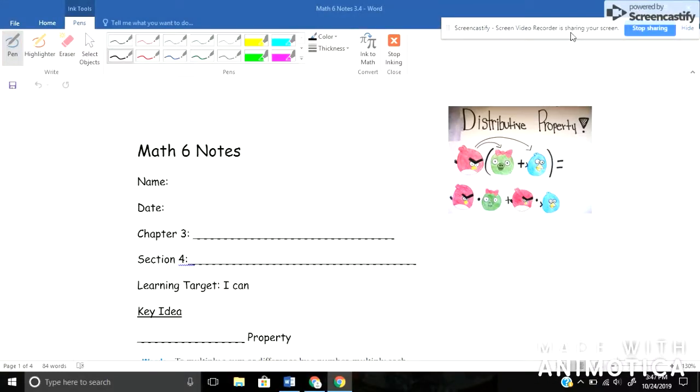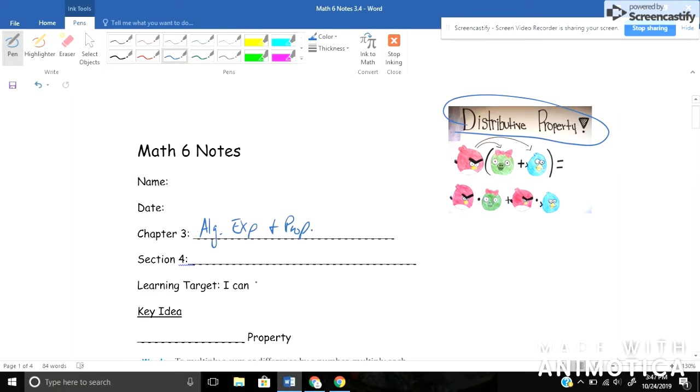Today we're moving on to 3.4. Chapter 3 is still algebraic expressions and properties. And section 4 is right here, the distributive property. Okay, for our learning target, it is I can use the distributive property to simplify algebraic expressions.